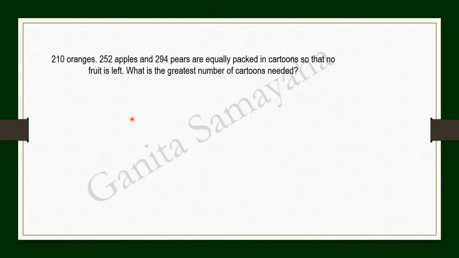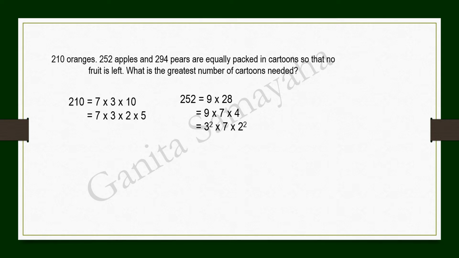That means what is happening? What are we doing here? We are dividing each of these fruits by a common factor. That means we need to find the HCF. So we write the prime factors of 210. So we get 7 into 3 into 2 into 5. Similarly, 252 can be written, on further simplification, as 3 squared into 7 into 2 squared.